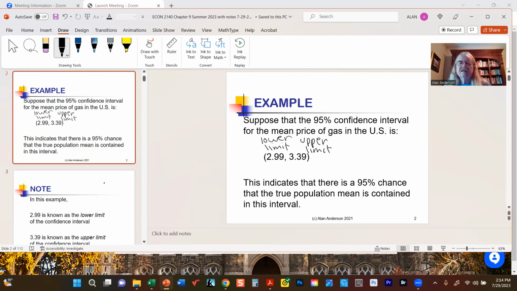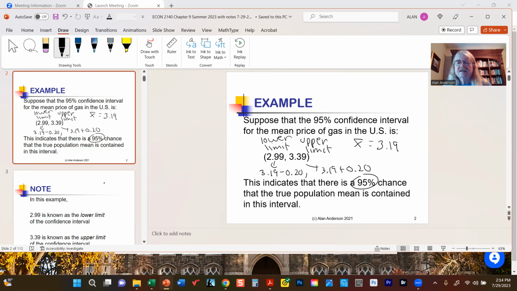And so what this is saying is that we believe there's a 95% chance that the actual population mean is somewhere between $2.99 and $3.39. Which means that it also implies that the estimated mean X bar is halfway in between. Okay, so in other words, that would be in this case $3.19. You can tell because this number is actually $3.19 minus 20 cents. And this number is $3.19 plus 20 cents. This is how it was constructed.